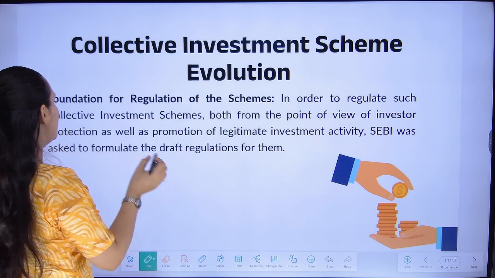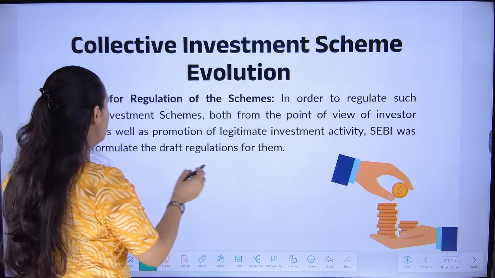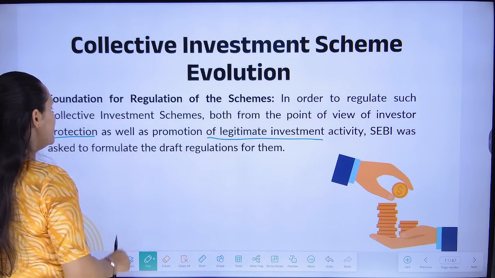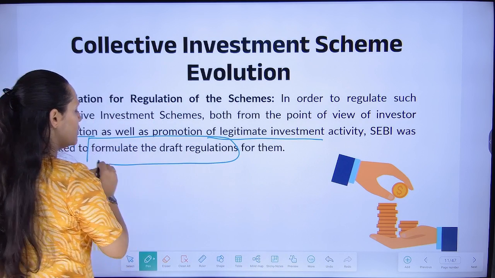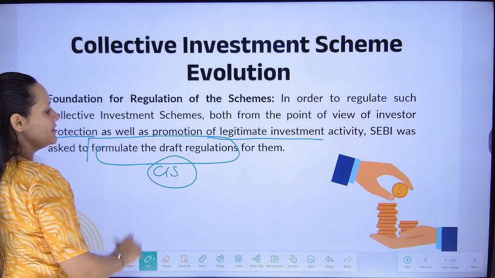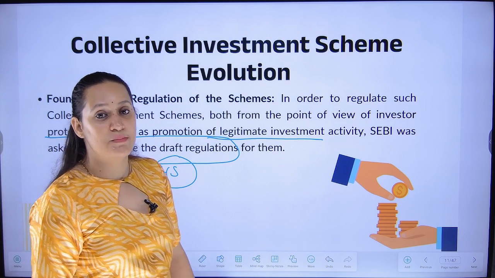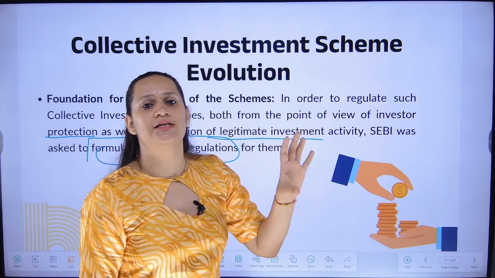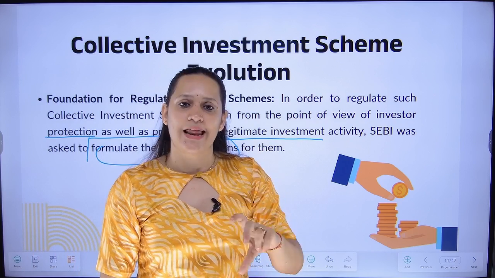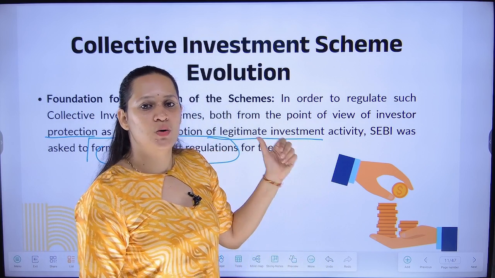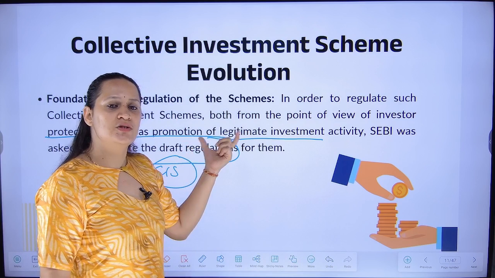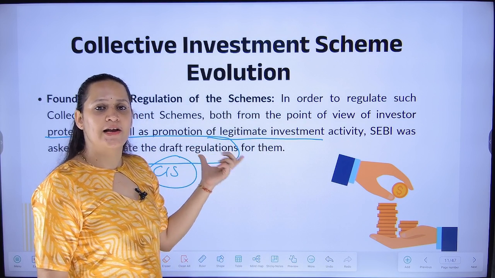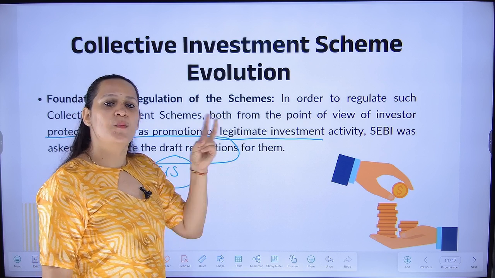Now, in order to regulate the collective investment scheme from the point of view of investor protection as well as promoting legitimate investment activity, SEBI was asked to formulate the draft regulations, that is the CIS regulation, what we call the collective investment scheme regulation. Once the government made the press release and announcement that all these schemes are going to be called a collective investment scheme, they gave the work to SEBI saying that we are giving you so much time, you have to submit us the draft regulations for regulating the collective investment scheme from two purposes.